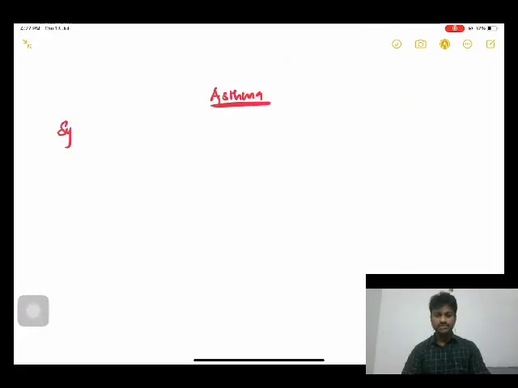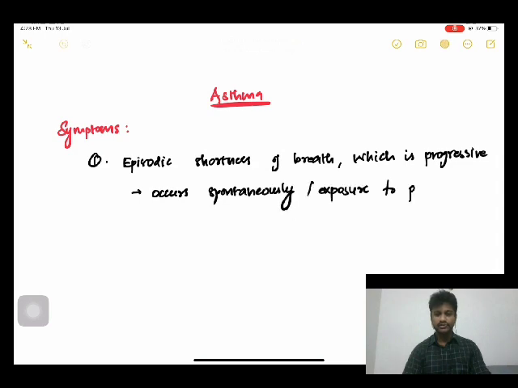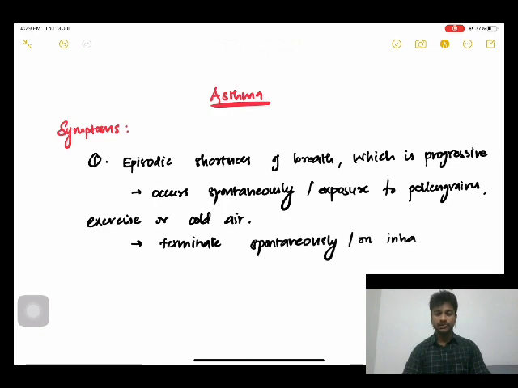Asthmatic patients present with one or some of the following four symptoms. The first and the most common one is episodic shortness of breath, which is breathlessness which occurs for a shorter period of time and is non-progressive. It can occur spontaneously or following an exposure to a pollen grain, exercise, or exposure to cold air, and it will terminate spontaneously or following inhalation of a bronchodilator.